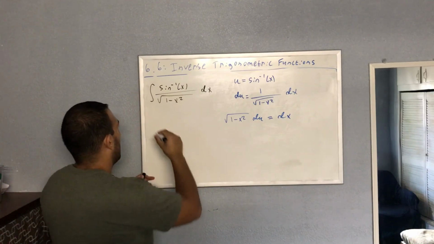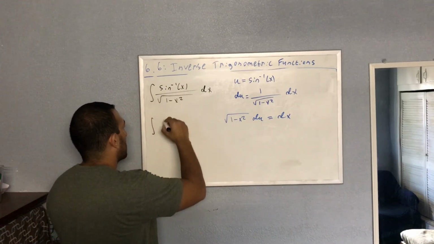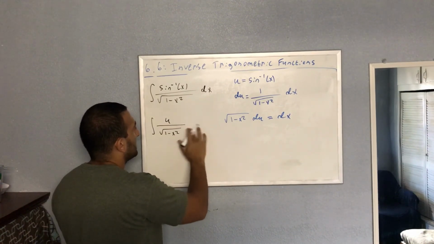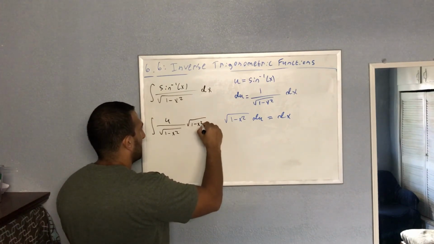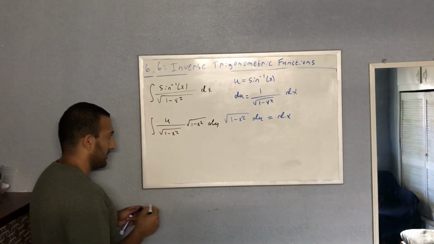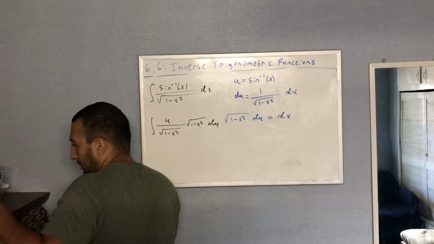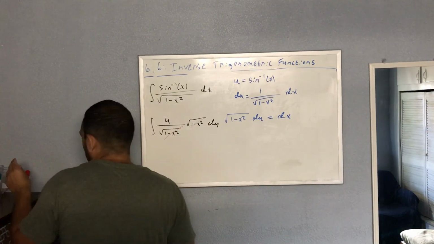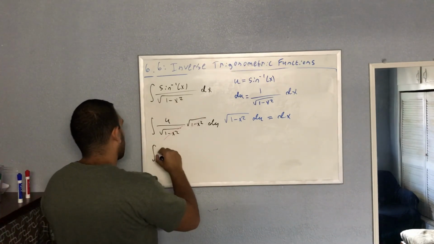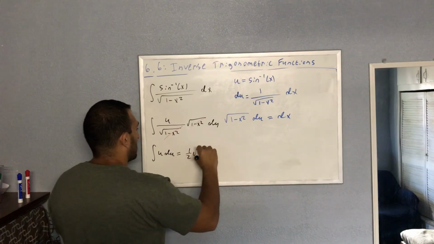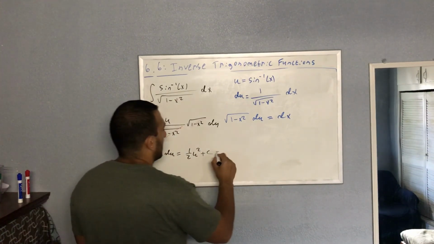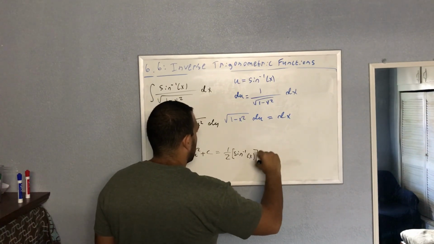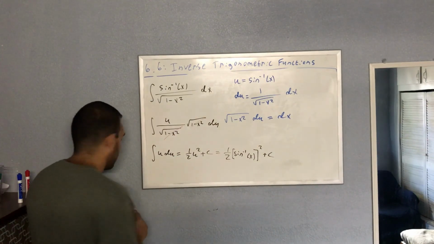Now this is perfect, because now we have sine inverse x, that's u, this guy floating out from the beginning, but now dx gets swapped with this, which is really nice because look what cancels. So now we just have the integral of u du, which is 1/2 u squared plus c, which is 1/2 sine inverse x, that thing squared plus c is the final answer.